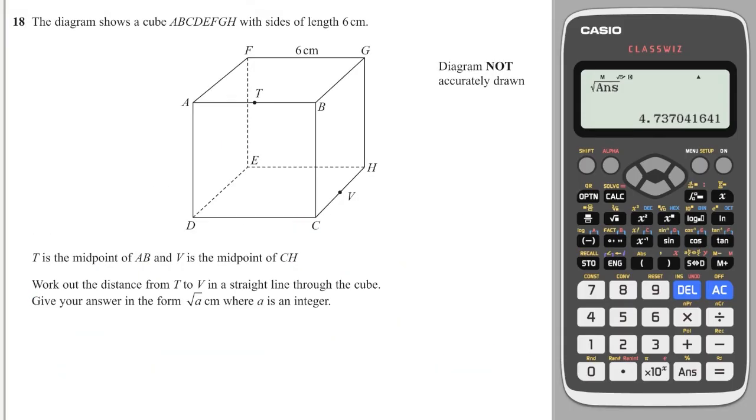Perfect. Okay, next question. We've got a diagram that shows a cube with side lengths of 6. The midpoint of AB is T, and the midpoint of CH is V. Work out the distance from T to V in a straight line through the cube.